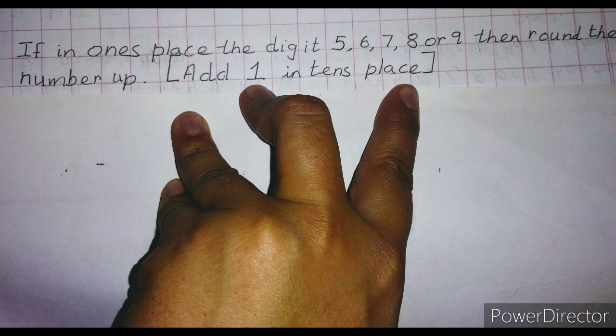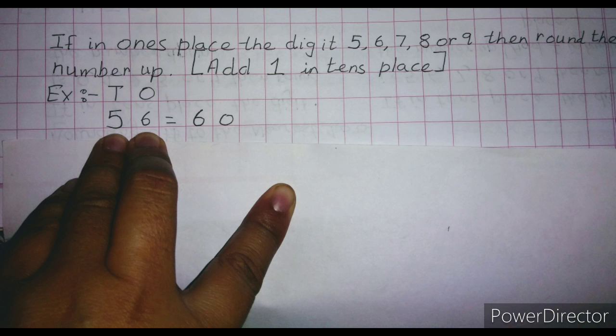If in ones place the digit is 5, 6, 7, 8 or 9, then we will round it up. That means we will add 1 in tens place. Let us look at this example. The number is 56. So in the ones place the digit is 6. Then what will we do for this? We will add 1 in tens place, that is 5 plus 1 will become 6. So it will be 60.